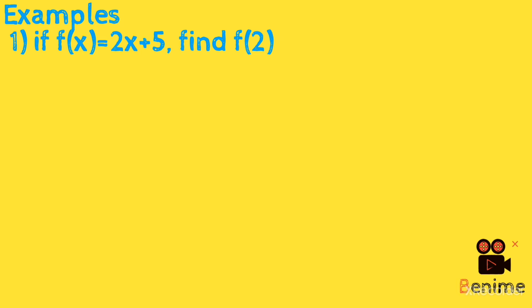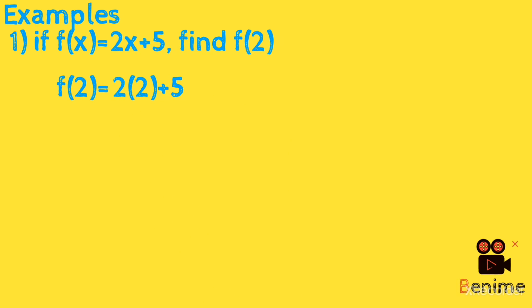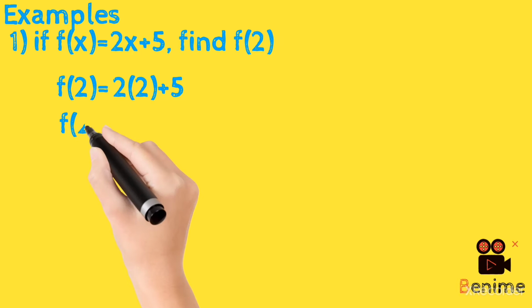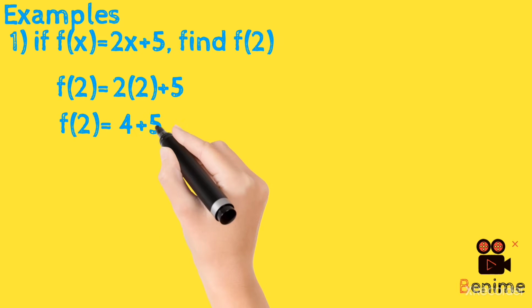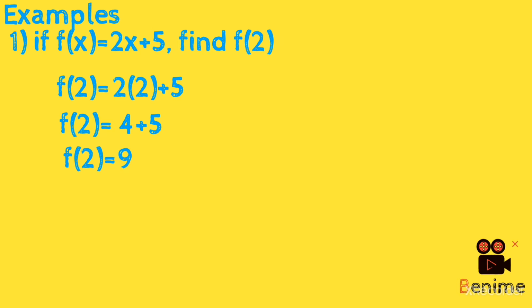So now f(2) is equal to 2x, which will become 2 open bracket 2, because now the x has been replaced with 2. So 2(2) plus 5. What will 2(2) give us? It gives us 4. So f(2) is equal to 4 plus 5, which is 9. You found the value of that function f(2). That's it. Let's take another example, more difficult now.